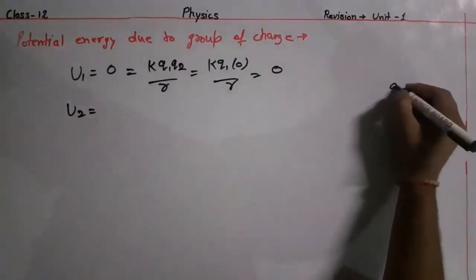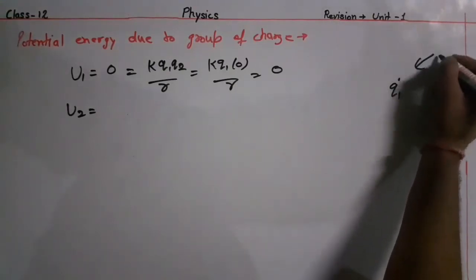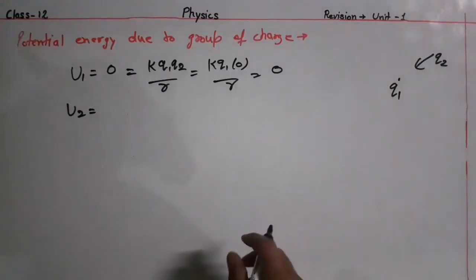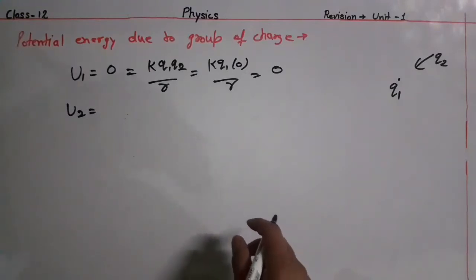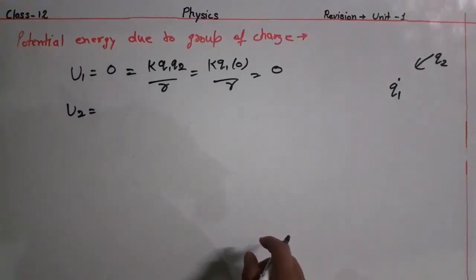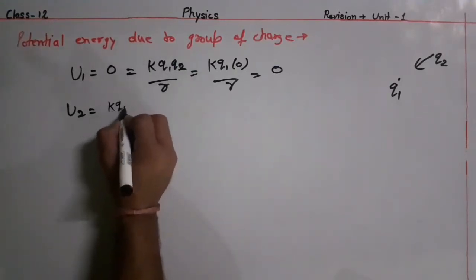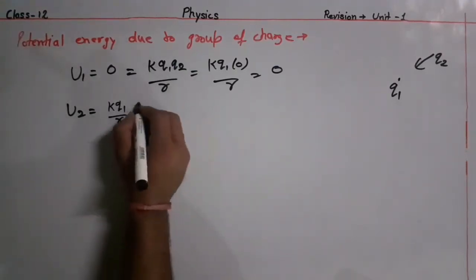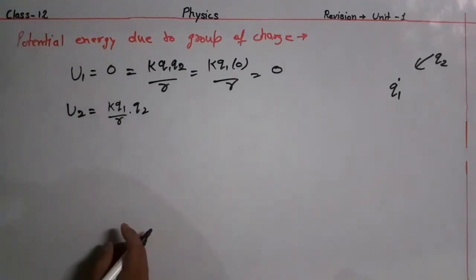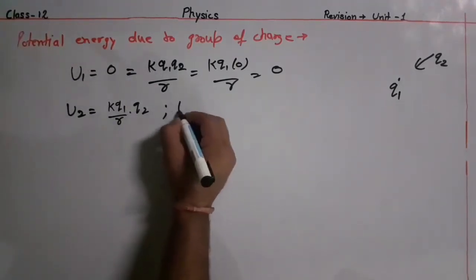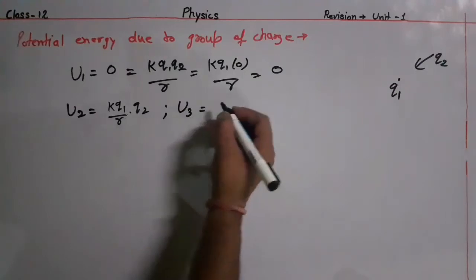We are having our first charge here. Now we are moving the second charge Q2 against our given charge. So what will we get? We will get U2 is equal to the potential due to the first, which is K Q1 by R, into the second charge, which is Q2. Similarly, you can rewrite the potential energy due to the third.